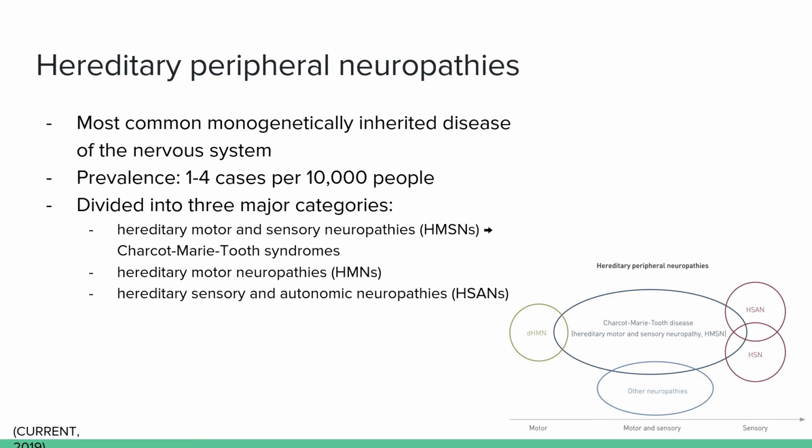Hereditary peripheral neuropathies are the most common monogenetically inherited disease of the nervous system. It has a prevalence of 1 to 4 cases per 1,000 people and is divided into three major categories: hereditary motor and sensory neuropathies, also known as Charcot-Marie-Tooth syndromes, hereditary motor neuropathies, and hereditary sensory and autonomic neuropathies.